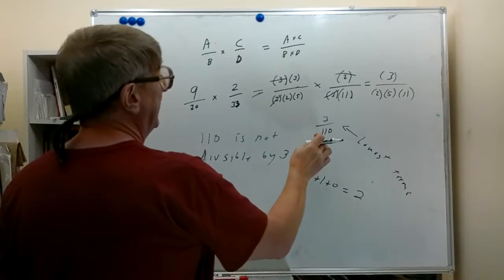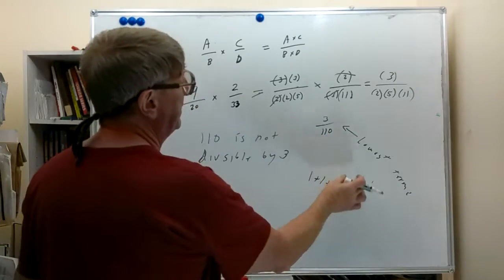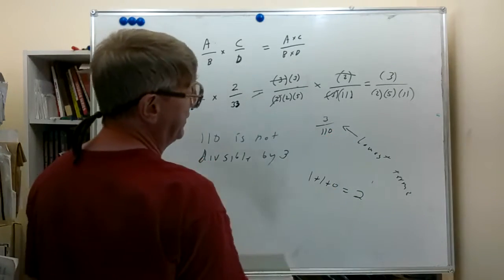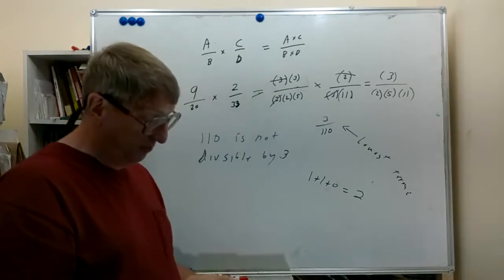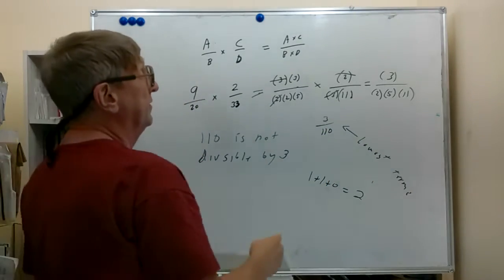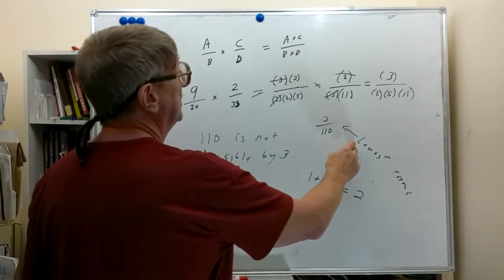We can also add the digits and see that they don't add to a multiple of 3, so we know it's not divisible by 3. This is lowest terms.